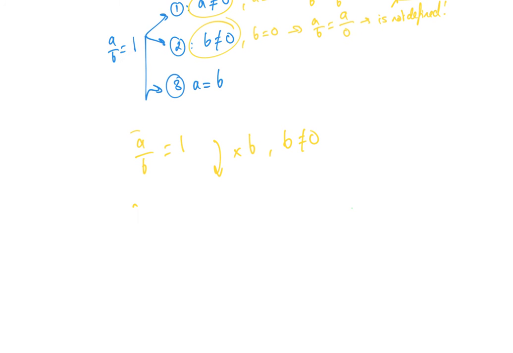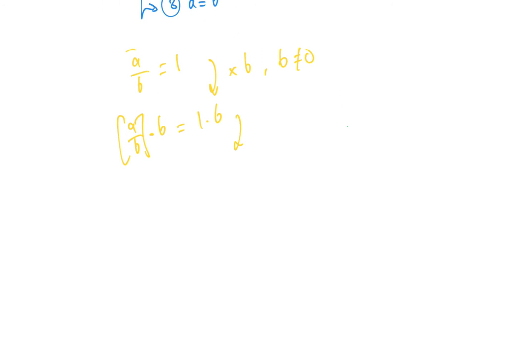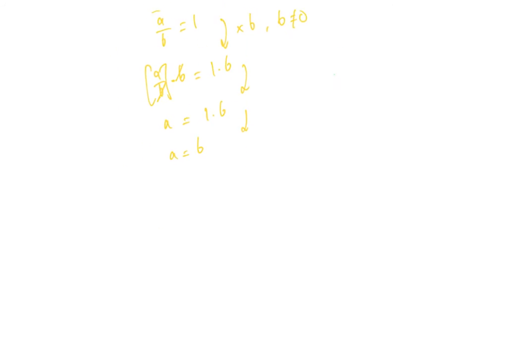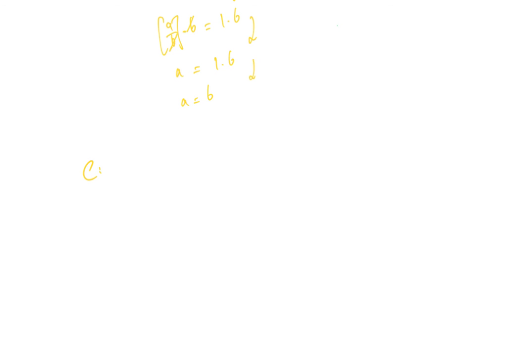And we would have that a over b times b would be equal to 1 times b. And here the b's cancel out. We would get a is equal to 1 times b, and that would mean that a equals b. Now, what's the conclusion for now? The conclusion is that if a over b equals 1, then for sure a has to be equal to b. Now, the question is, what is a minus b?